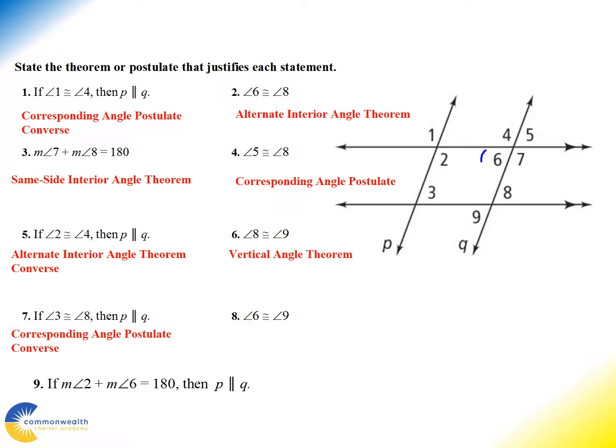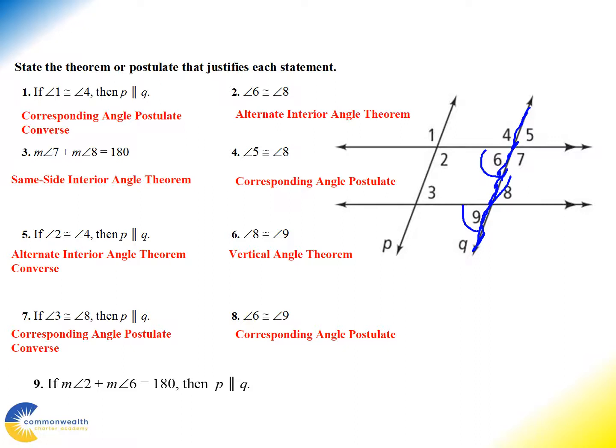6 and 9. Now they both have transversal Q. That transversal does pass through the two lines I already know are parallel. So yes, I can say that these two angles are congruent because they're corresponding angles. And by the corresponding angle postulate, that's how I know they're congruent.